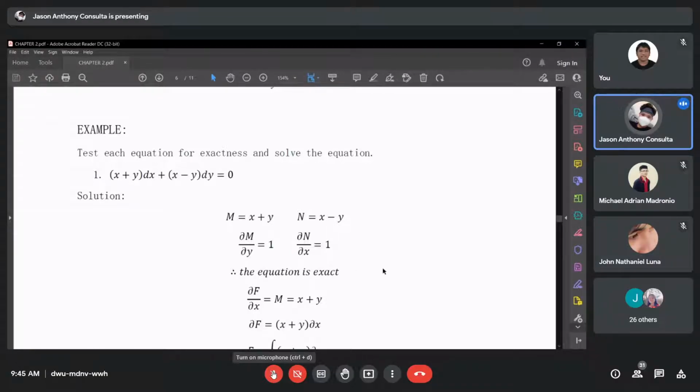The equation is exact. I-prove if the equation is exact or not. So, kung hindi siya mag-equal, so sabihin nyo na lang na the equation is not exact. Pero syempre, hindi naman ako magbibigay na hindi exact. Kasi what's the point of solving that problem na hanggang dun lang sa paghanap ng partial differential of M and N with respect to y and x respectively, di ba? So, next.